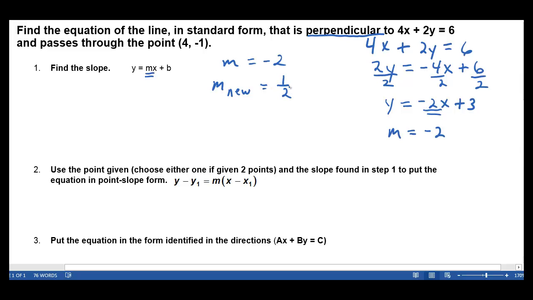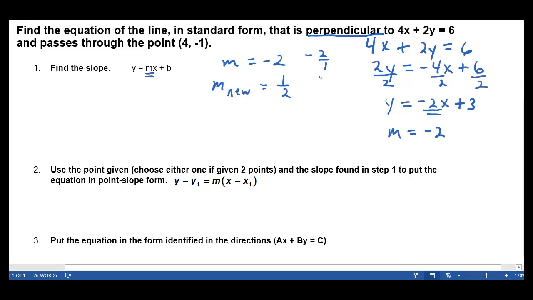So what we're doing is changing the sign. Since this is negative, the new slope, since it's perpendicular, is opposite, so it's a positive slope. And since this slope was negative 2, which really means negative 2 over 1, we take the reciprocal, and that changes to 1/2.